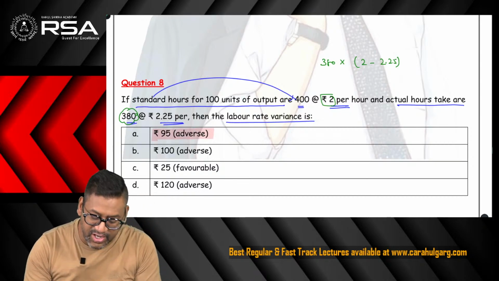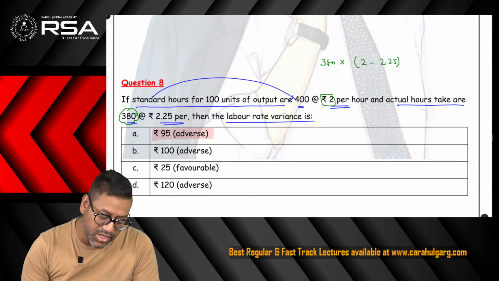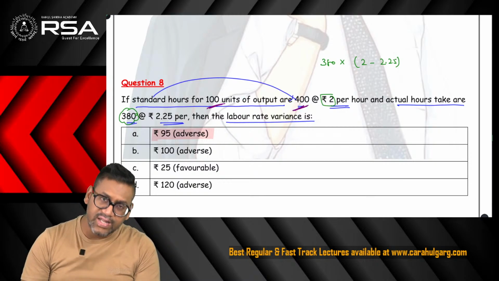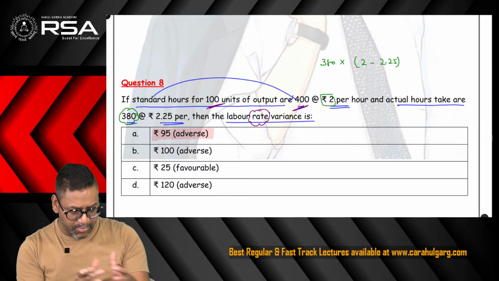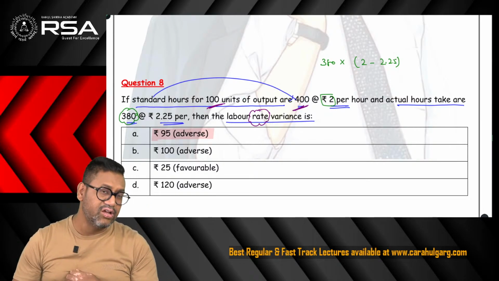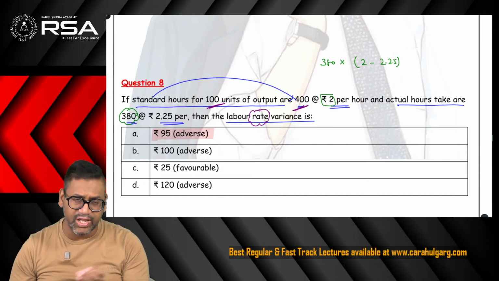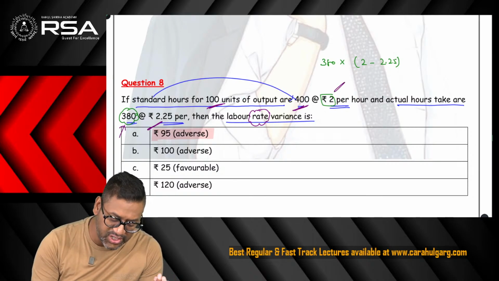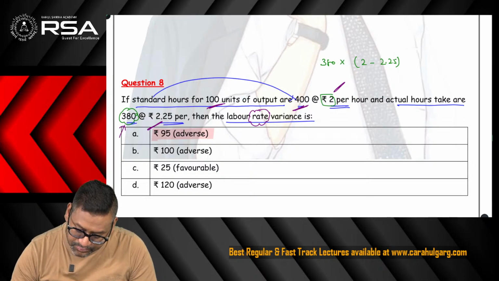This detail is irrelevant. Now when sitting in the examination hall, you will not be able to figure it out. The mind will say do something with this 100 unit, do something with this 400 hours. These are irrelevant details because we have to see what is being asked by a question. Labor rate variance, then you have to go backwards and check what is the relevant info which you require for this labor rate variance. So we need actual hours which is 380, actual rate which is 2.25, and the standard rate which is 2 rupee, and you will be able to get the answer easily.